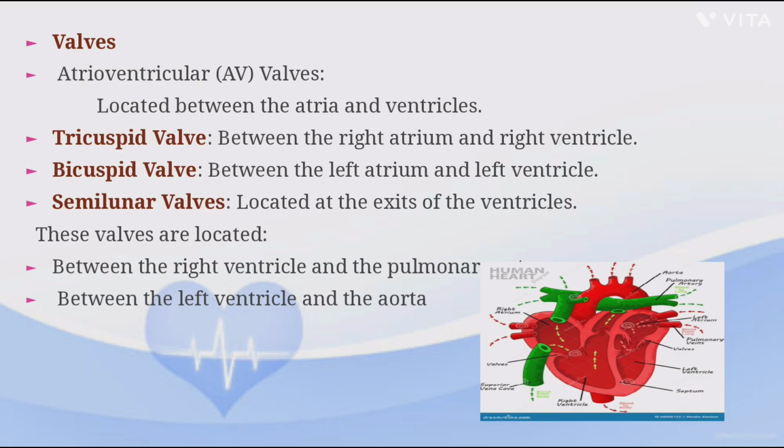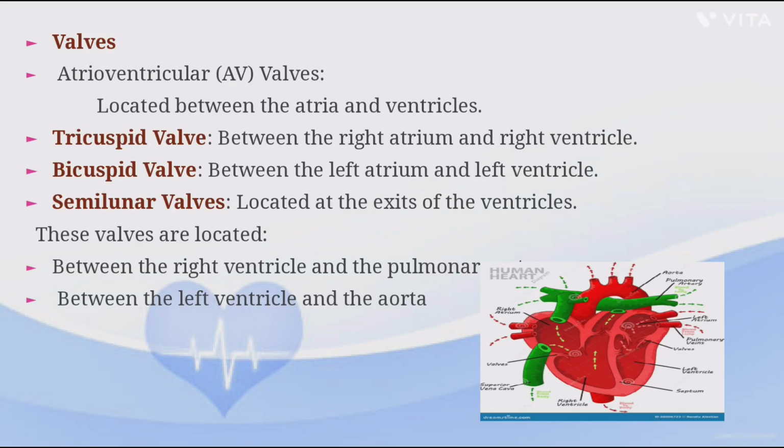So next we are going to discuss valves, and there are 3 different types of valves in the heart. The valve located between the atria and ventricle is known as the atrioventricular valve or AV valve. So please observe this picture.